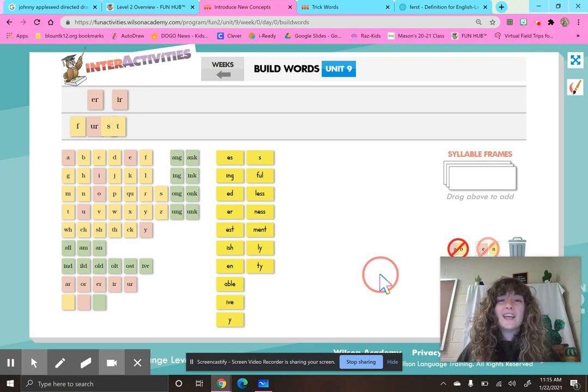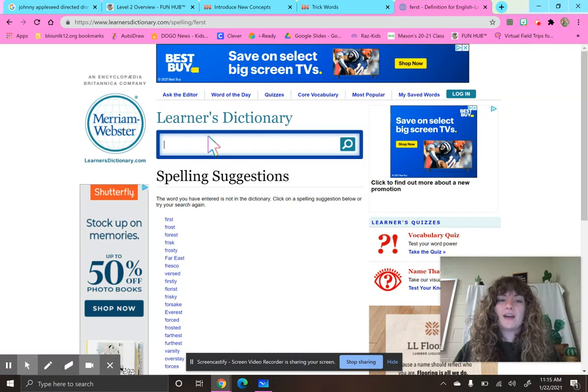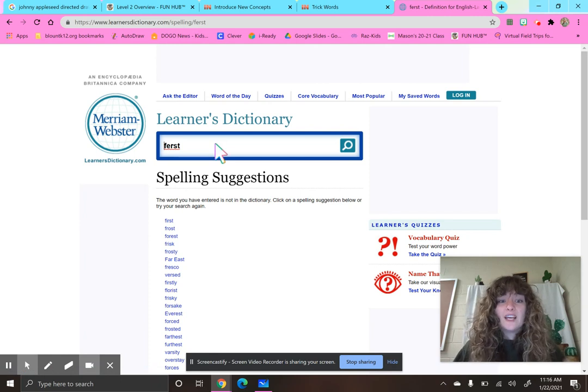So Smarties, when we come across words where we don't know the correct R-controlled vowel, or remember when we talked about how S and Z, they can say the same thing? We can use a dictionary to help us find the correct spelling. So I already have it pulled up, my online dictionary. This is the learnersdictionary.com. And I'm going to type in the word first. And I'm going to use ER. So F-E-R-S-T.